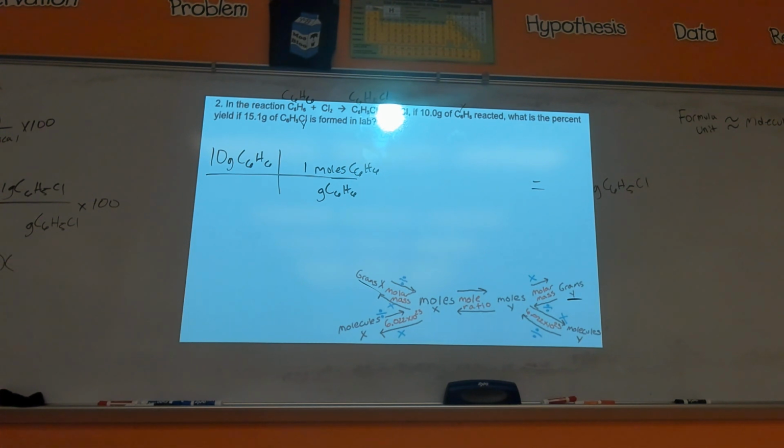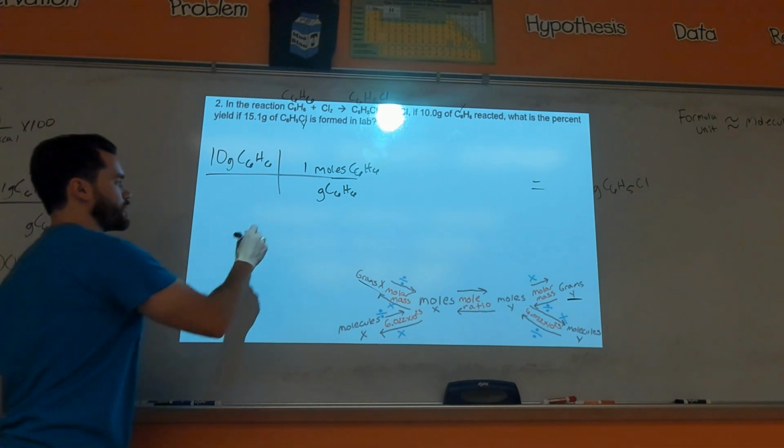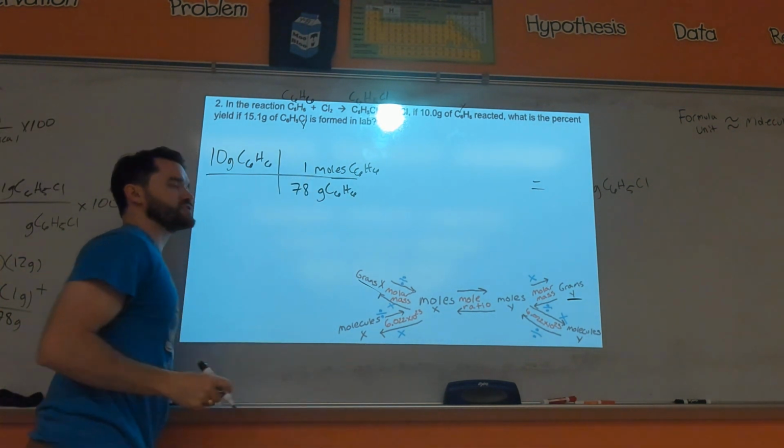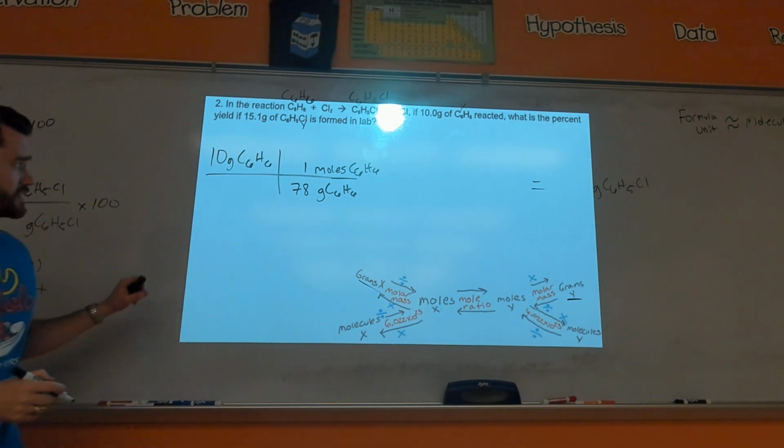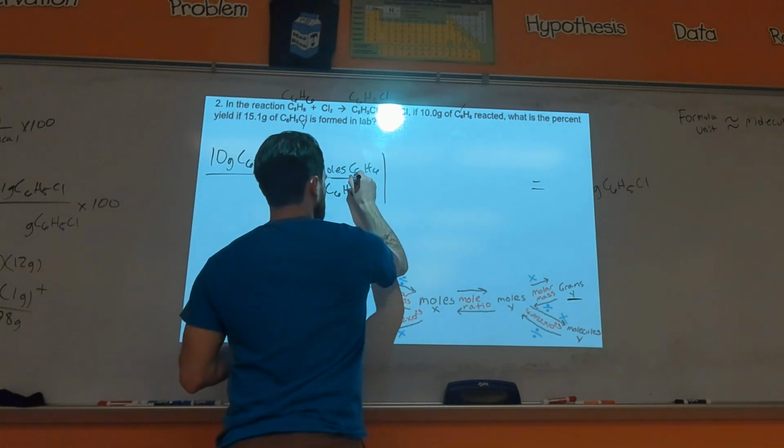Molar mass of 1 carbon is 12 grams. And the molar mass of 1 hydrogen is 1 gram. So 6 times 12 is 72. 6 times 1 is 6. So 72 plus 6 is 78 grams. So 78 grams goes in the bottom here. It's your molar mass. And then you've got to keep going.